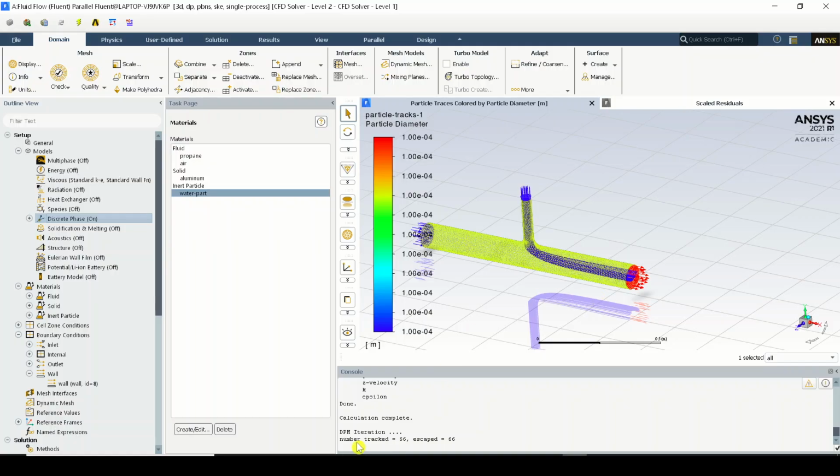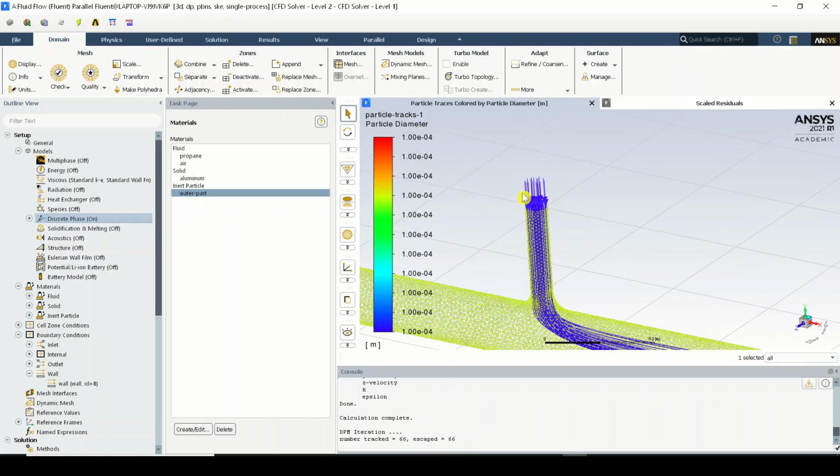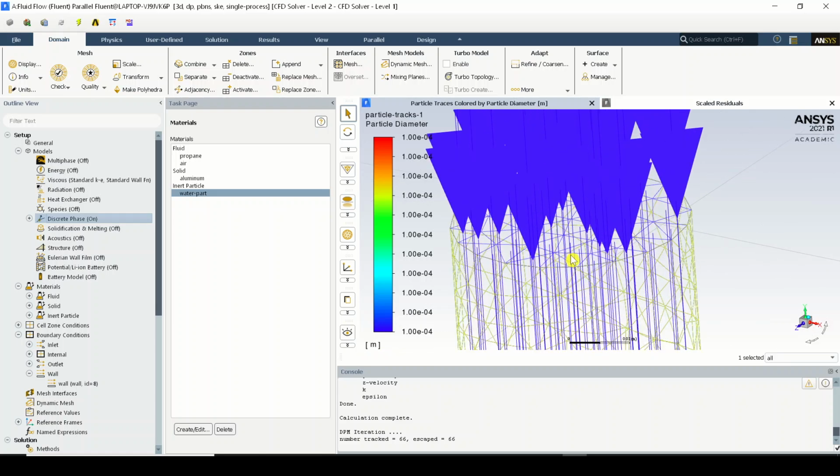Okay, so the first information is with respect to the number of particles tracked, and that is mentioned as 66, and the number of particles escaped is 66. So what we can understand is that this particular inlet has 66 faces, so this single surface has 66 faces. Now the number of faces depends on the density of the mesh. If your mesh is denser, then obviously you'll have more faces over here.